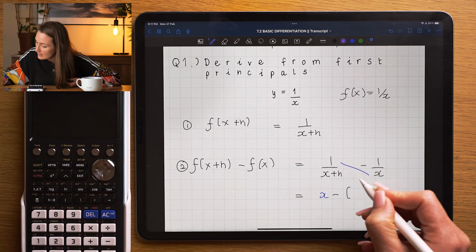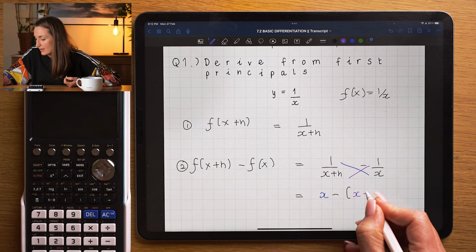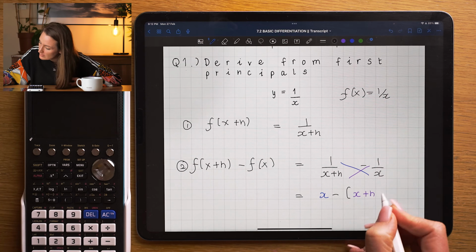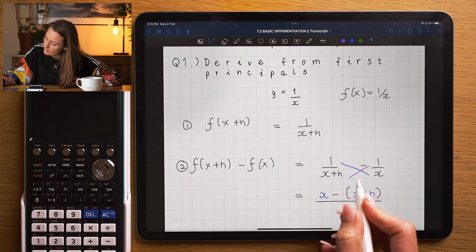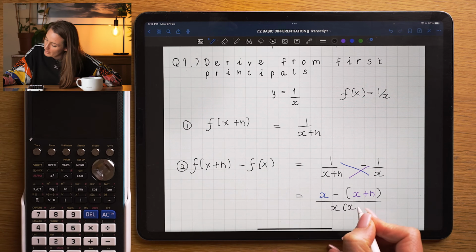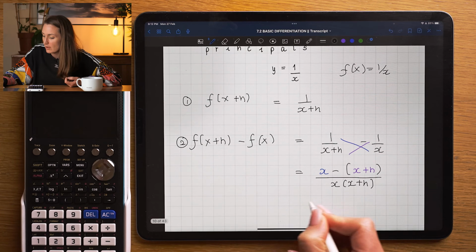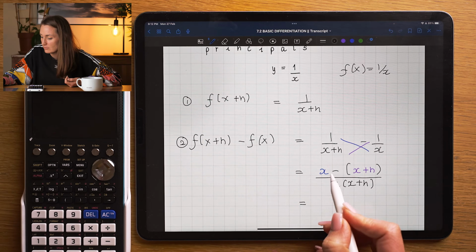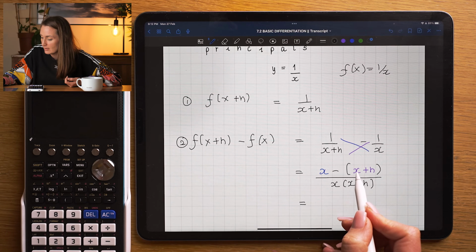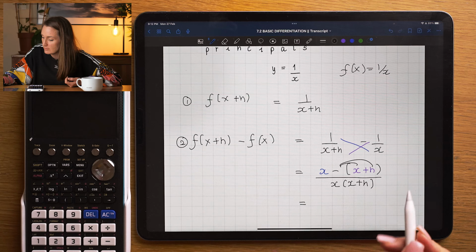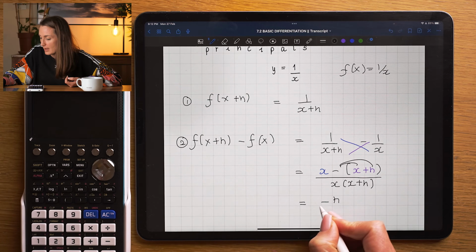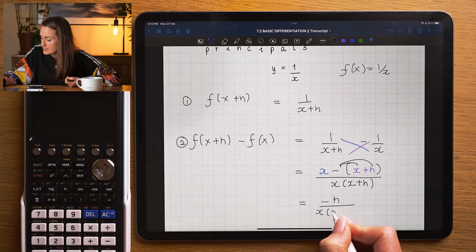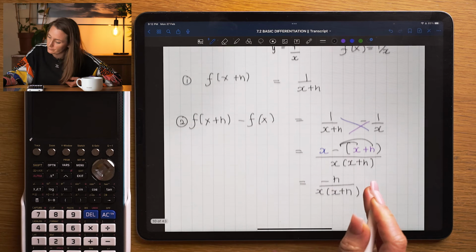minus x plus h, divided by x times x plus h. I'm going to tidy that up now before it gets a little bit more complicated. So it'll be x minus x minus h. Don't forget you need to distribute the minus. So it'll be minus h divided by x, x plus h.